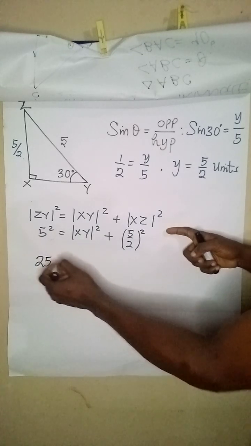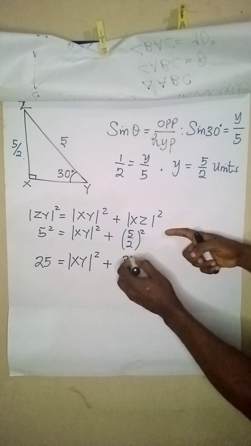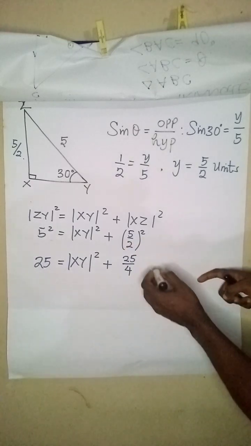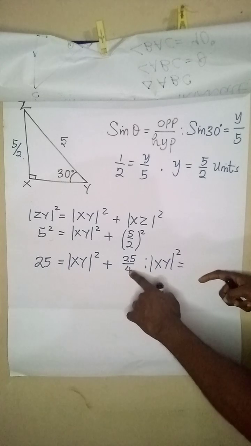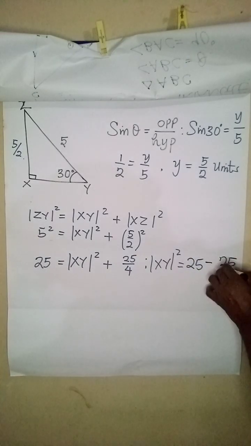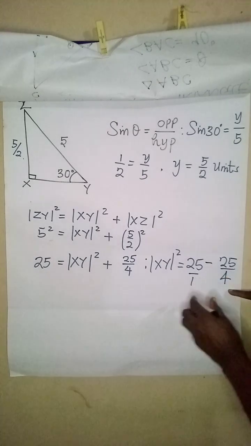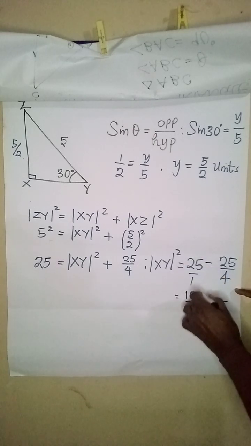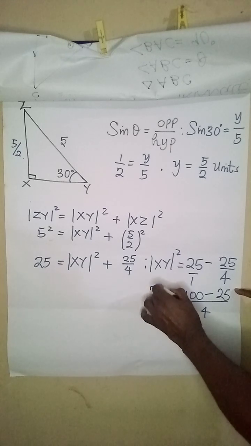So this gives us 25 equals xy squared plus, by indices, 5 squared, which is 25, over 2 squared, which is 4. So 5 times 5 is 25, and 2 times 2 is 4. So we can make xy squared the subject of the formula by subtracting this from both sides. So we simply have 25, which is already here, minus 25 over 4. I did a video on fractions, so you can handle this easily. We simply take note that our LCM is 4. So 4 times 25 is 100, minus 25, and that gives us 75 over 4.